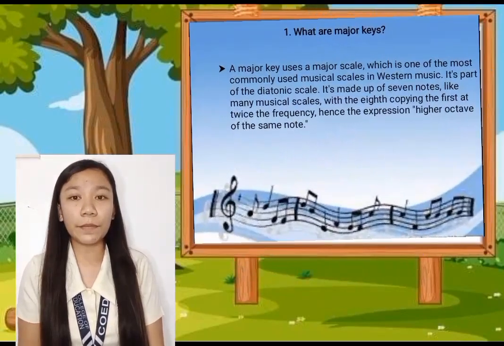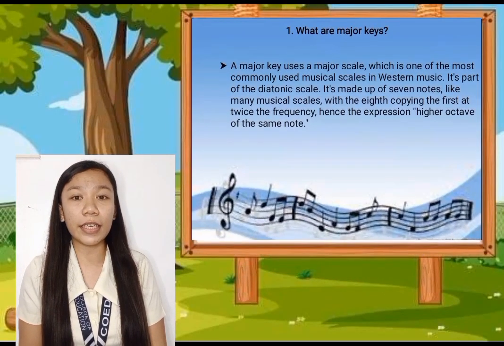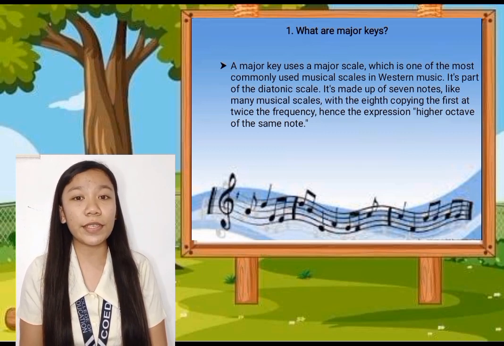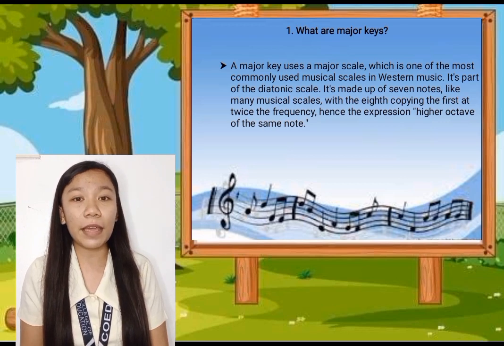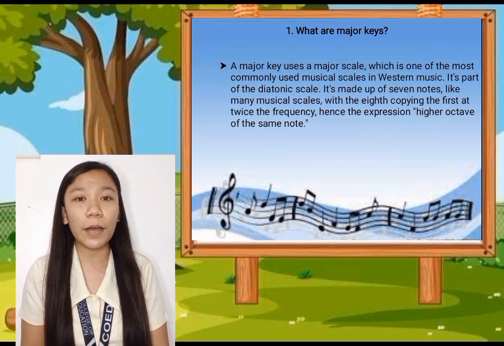First is, what are the major keys? A major key uses a major scale, which is one of the most commonly used musical scales in Western music. It is part of the diatonic scale. It's made up of 7 notes like many musical scales, with the 8th copying the first at twice the frequency. Hence the expression "higher octave of the same note."